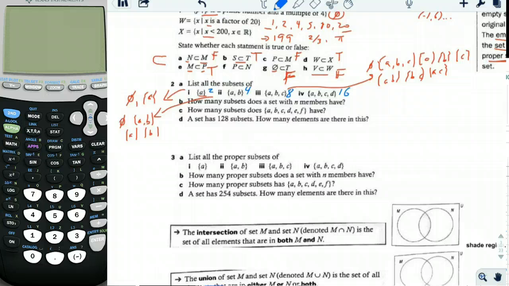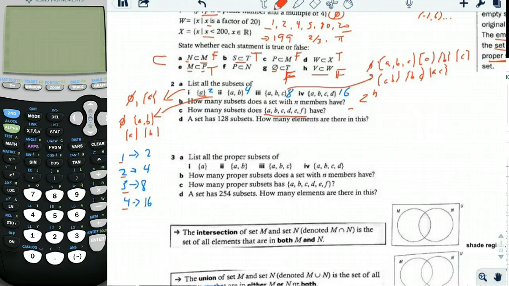Well, the pattern here is one element yields 2 subsets. 2 elements yields 4 subsets. 3 yields 8, and 4 yields 16. The relationship here is 2 to the n, right? Because you just take 2 to the power of n, and that gives you how many subsets there are. How many subsets does A, B, C, D, E, F have? Okay, so this is 6.